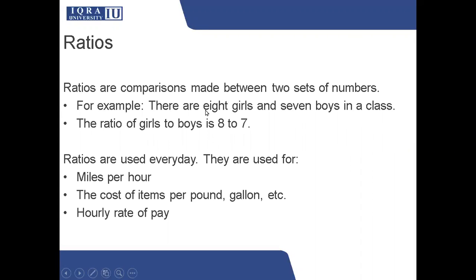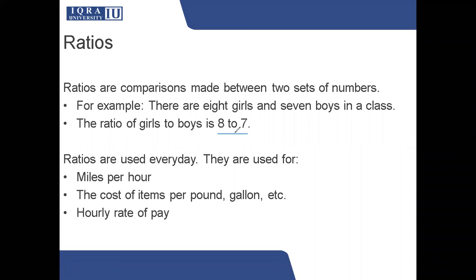So since there are 8 girls and there are 7 boys, I can say that the ratio of girls to boys is 8 to 7, right? This means that there are 8 girls and there are 7 boys. So this is what a ratio is. A ratio is basically used to make comparison between two sets of numbers. Now, this is a case of girls and boys. There are obviously other applications as well.